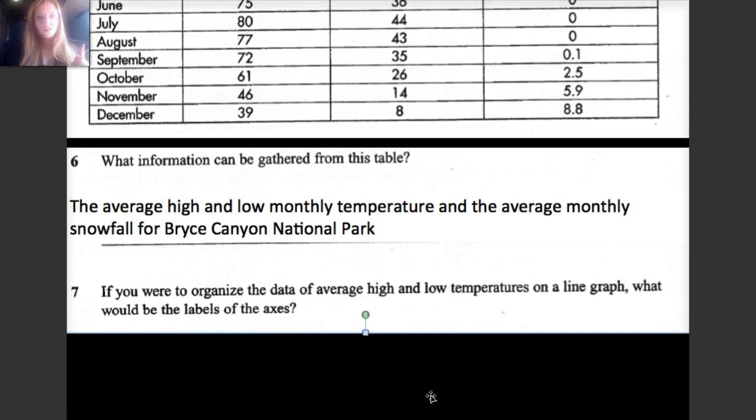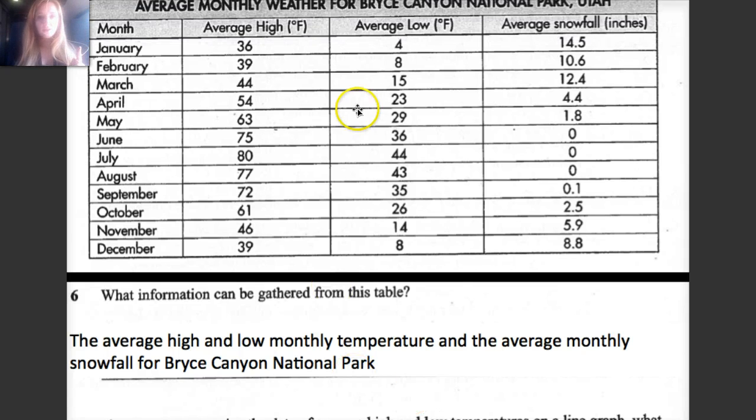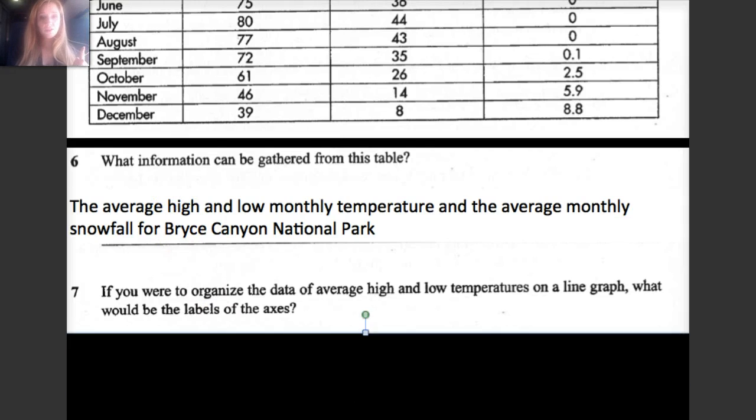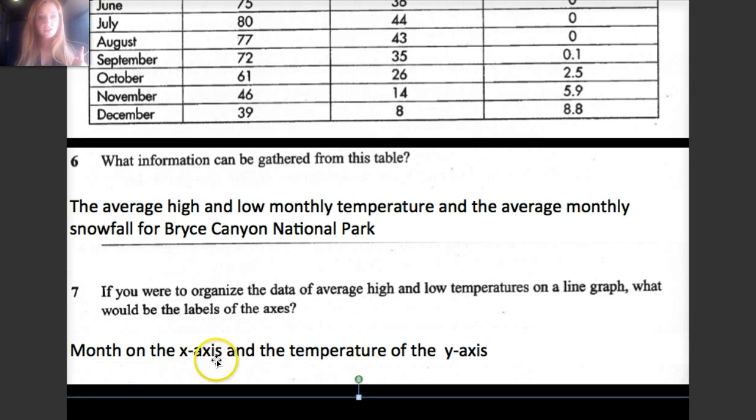Number 7, if you were to organize the data of high and low temperatures on the line graph, what would you label the axes? So I want to average the high and low. What they have in common is they have temperature in common. And I'd also label it months. So I put the month on the x-axis, which is also my IV, right? Time causes the changes, and temperature on the y-axis, which is also my DV.